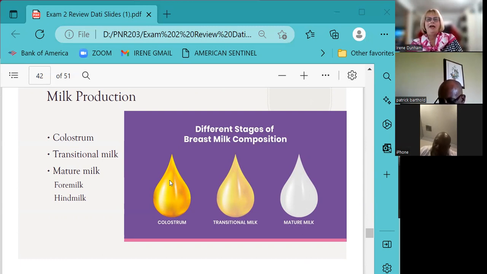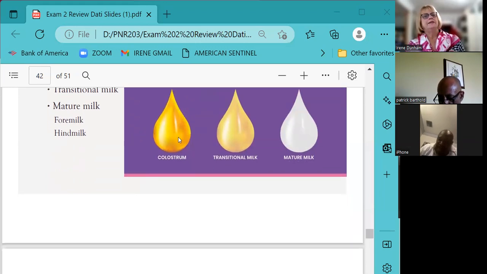Okay. All right. Then it goes into transitional milk, and then it goes into mature milk. So mature milk has your foremilk and your hindmilk. Now we got to get into this more when you study newborn, obviously. But for now, know your colostrum that has good antibodies.